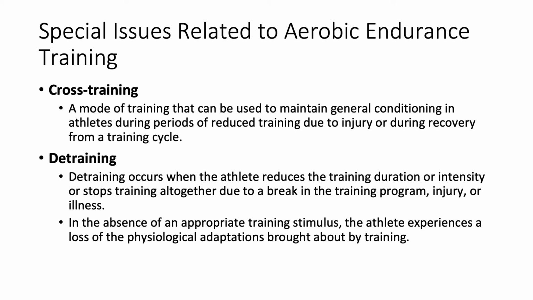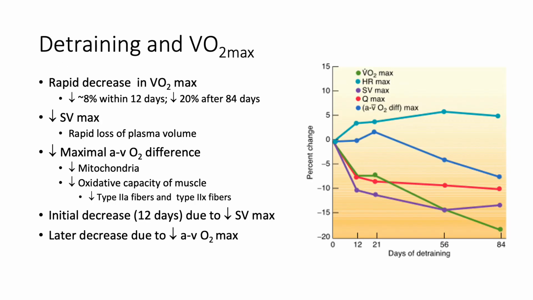Detraining occurs when the athlete reduces the training duration or intensity or stops training altogether due to a break in the training program, injury, or illness. In the absence of an appropriate training stimulus, the athlete experiences a loss of the physiological adaptations brought by training. Some of these adaptations we see with detraining is that there is a rapid decrease in VO2 max.